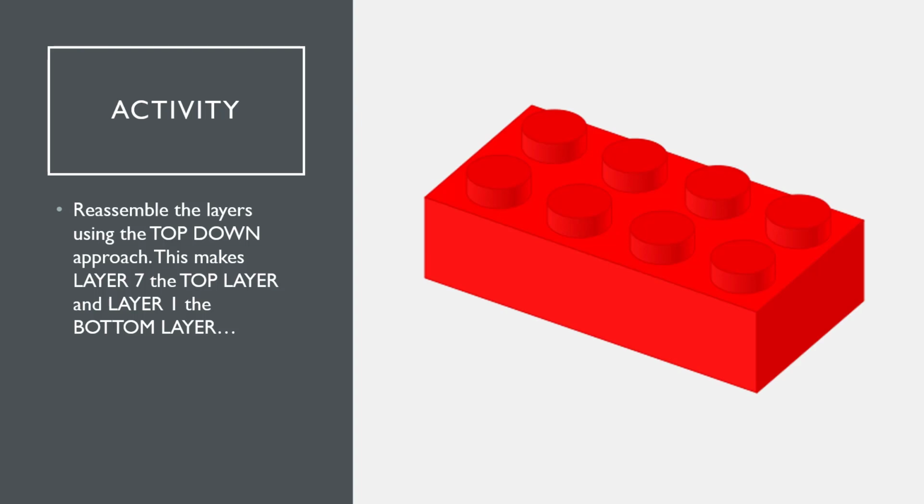All right. Now, again, I want you to try to reassemble that top-down approach using layer 7 as the top layer and layer 1 as the bottom layer. This is just an activity you can do on your own, in your own brain, or write it down to see, and again, use those mnemonics as you go through it.